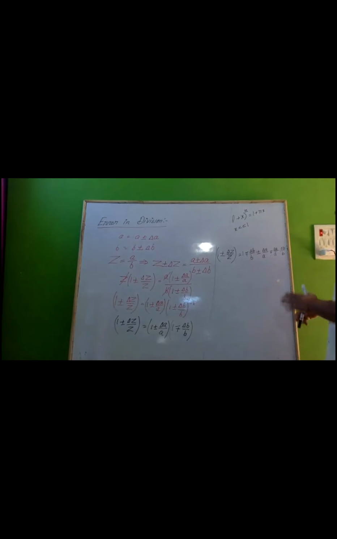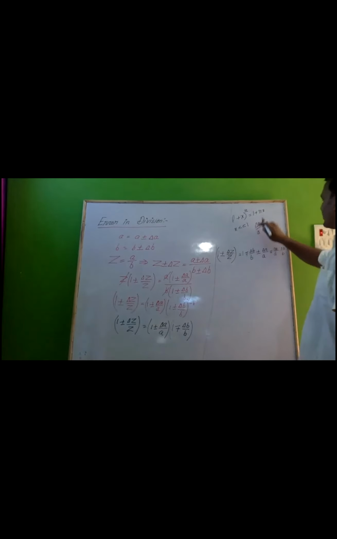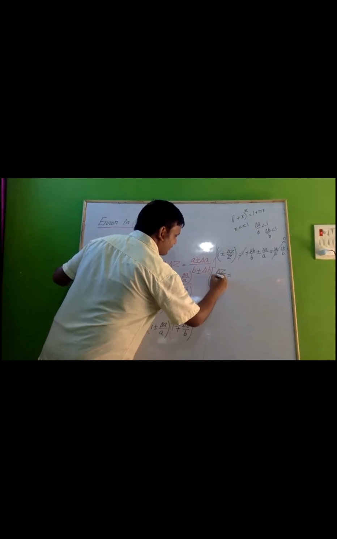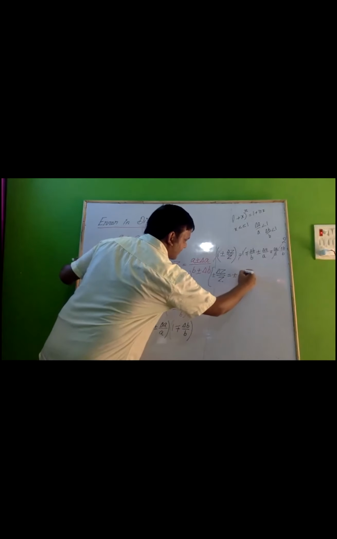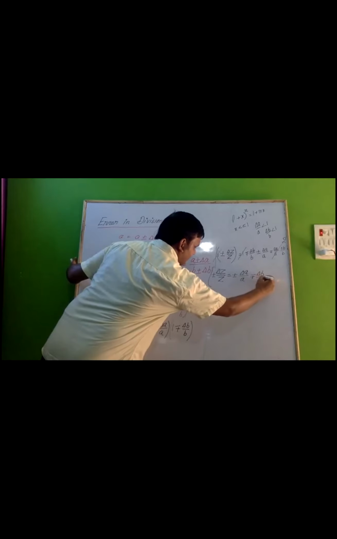This I have just multiplied, and I already told you that delta A by A is less than 1 and delta B by B is also less than 1. So once you multiply them, it tends to 0. And the 1 you can just cancel out, and delta Z by Z can be written as plus minus delta A by A minus plus delta B by B.